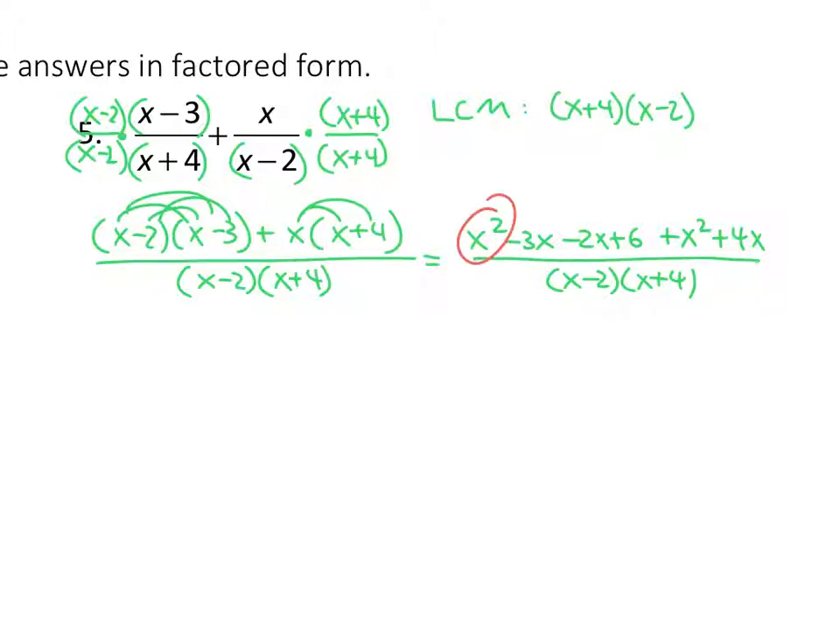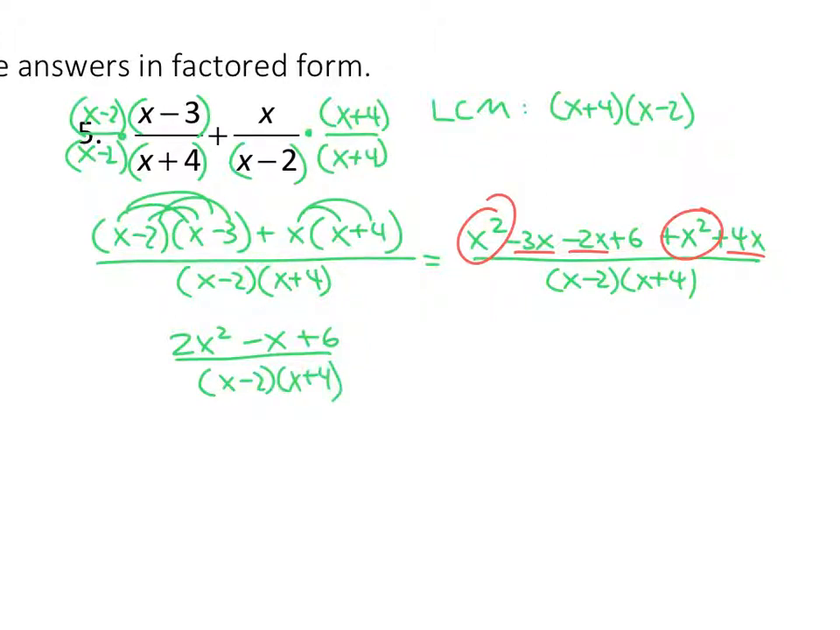My x squareds can go together, and my negative 3x, negative 2x, and positive 4x can go together. So we get 2x squared, and minus 3x minus 2x is negative 5x, plus 4x would be negative 1x, and then plus 6 over x minus 2, x plus 4.